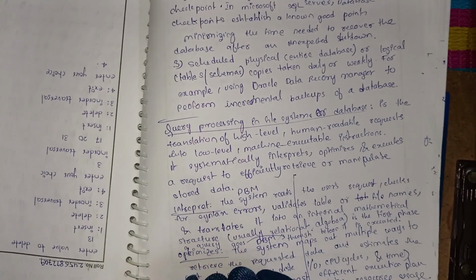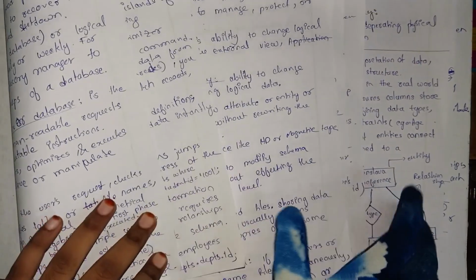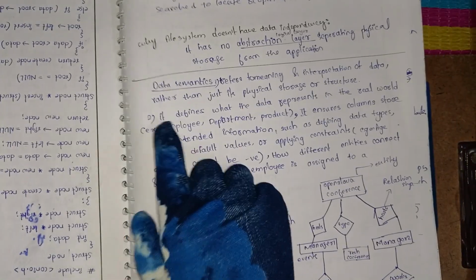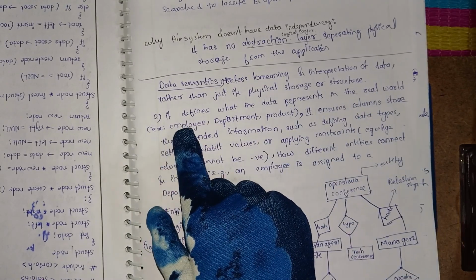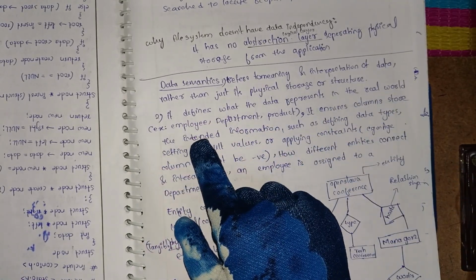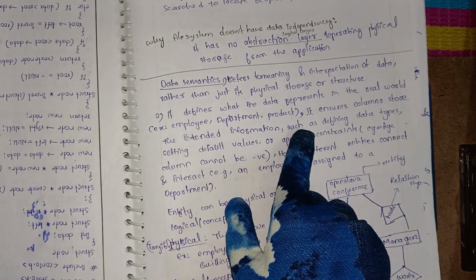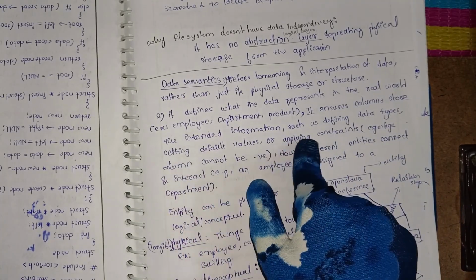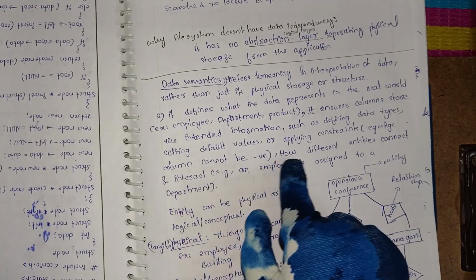Okay, and then it defines what the data represents in the real world. Examples: employee, department, product. It ensures columns store the intended information such as defining data types, setting default values, or applying constraints. Example, age column can't be negative.